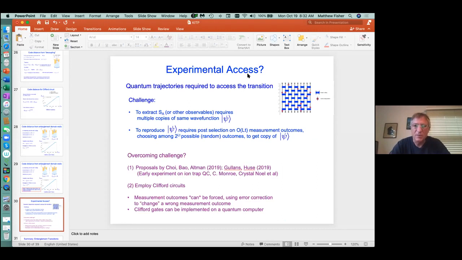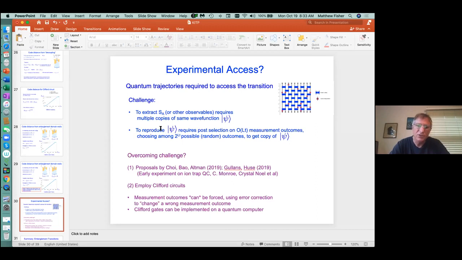Let me mention experimental access. What's challenging here is that one has to follow the quantum trajectories, first of all, but to extract the entanglement entropy or other physical observables requires multiple copies of the same wave function.